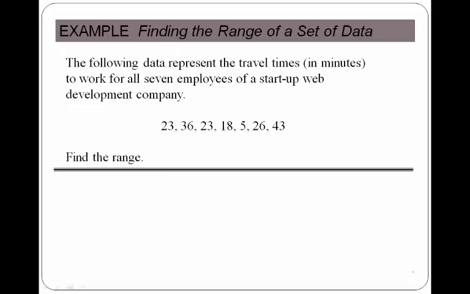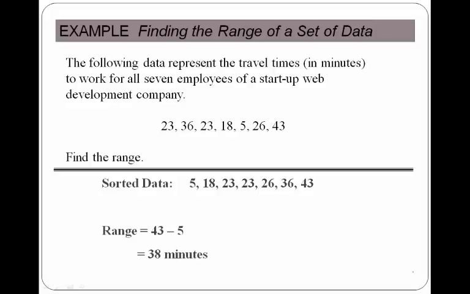The following data is that same travel data for the web startup company, but now we want to find the range. So we sort the data, and we notice that the smallest value is 5 and the largest is 43. We subtract those two values and find out that the range is 38 minutes. So what that tells us from the shortest commute to the longest commute is a range of 38 minutes.